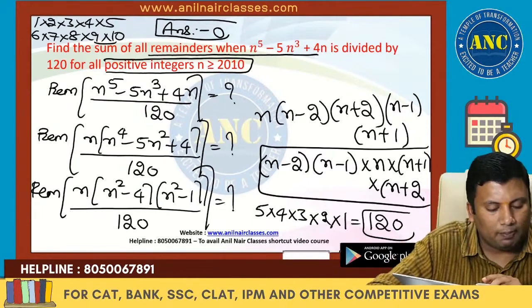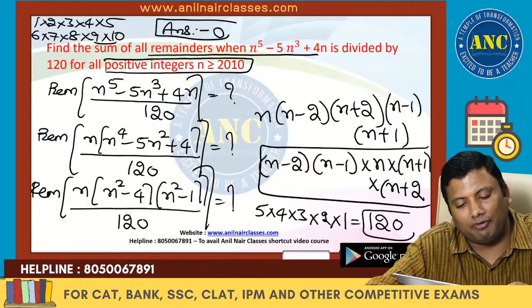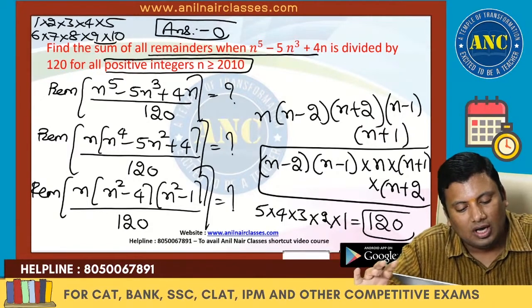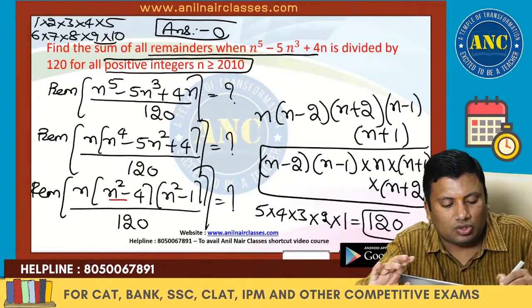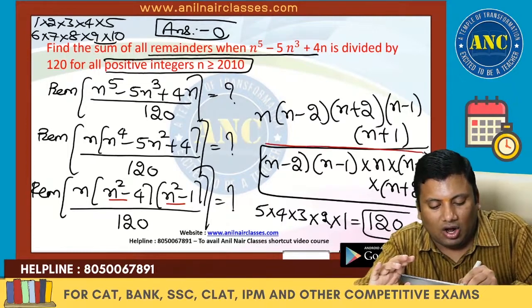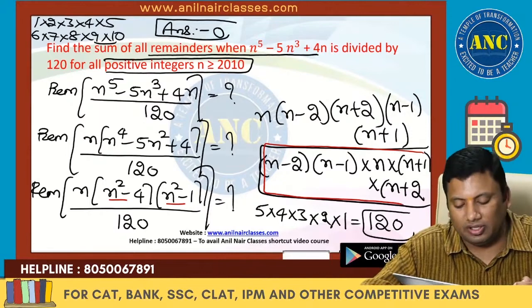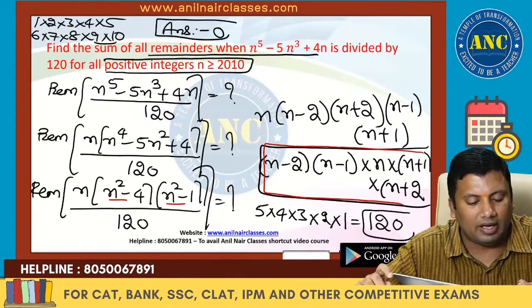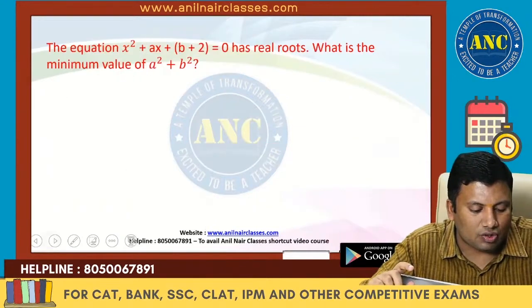Remainder of n power 5 minus 5n cube plus 4n. n common, n power 4 minus 5n square plus 4. This is n square minus 4 into n square minus 1. n minus 2, n plus 2, n minus 1, n plus 1. These are nothing but 5 consecutive positive integers. 5 consecutive positive integers are always divisible by 120. Answer for this question is 0.